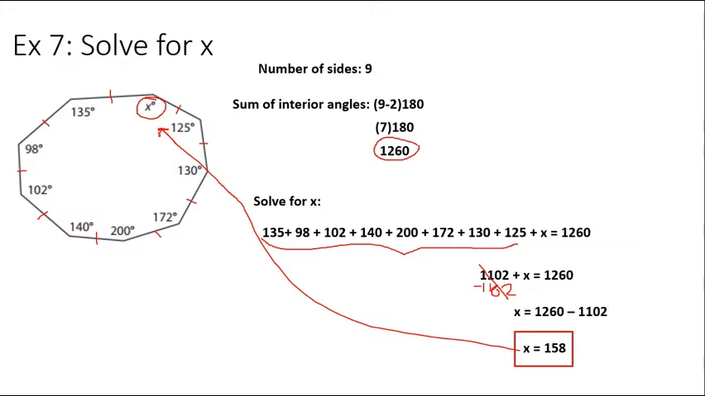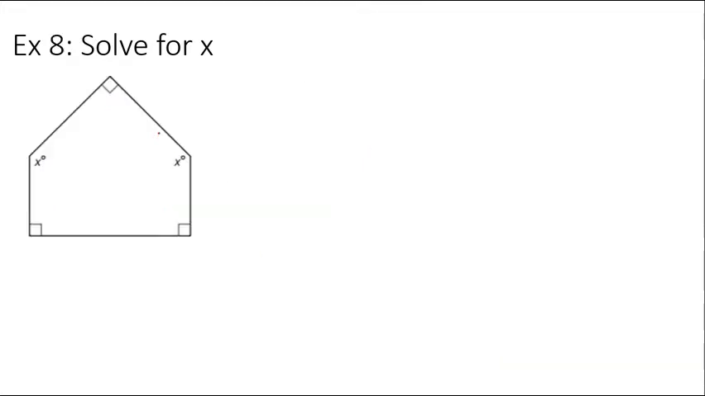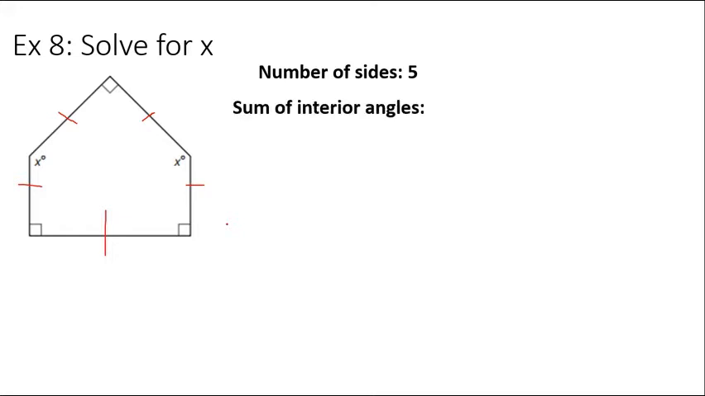Okay, let's get into example 8 now. Again, here we're going to solve for x. First of all, you figure out the shape has 1, 2, 3, 4, 5 sides. The number of sides is 5. So you figure out how many degrees all the angles add up to, or the sum of the interior angles. So we have 5 minus 2 times 180. And again, 5 minus 2 is 3. 3 times 180 gives us 540 degrees.